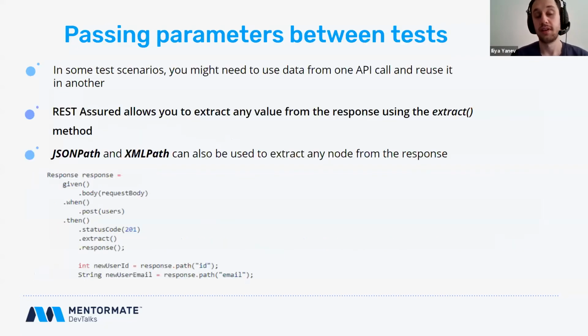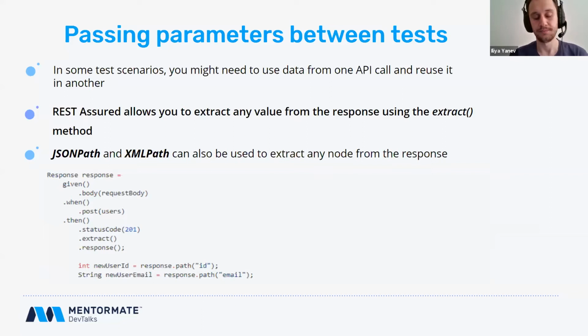And of course, in some tests, you don't just need to make one request. You have to make multiple requests, reuse data from the first one, pass it to the second one, and Rest Assured gives you a way to do that as well using the extract method. And there are also a few tools that we'll see later, which are called JSONPath and XMLPath. Of course, they help you extract values from JSON and XMLs.